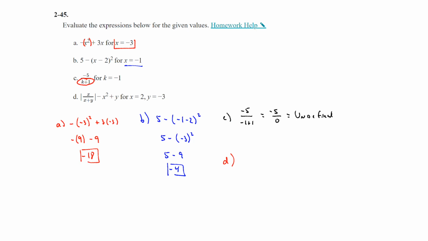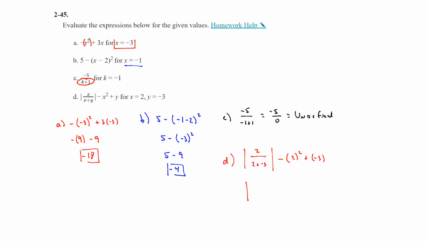And then on to D, got a couple things here we need to plug in. We have the absolute value. X is 2, so 2 over x plus y, so that'd be 2 plus -3. Don't take the absolute value until you have all that simplified. Minus, once again, the negative is not being squared, so we just plug in x, which is 2, and then plus y, or plus -3. So we got a little bit of work here.